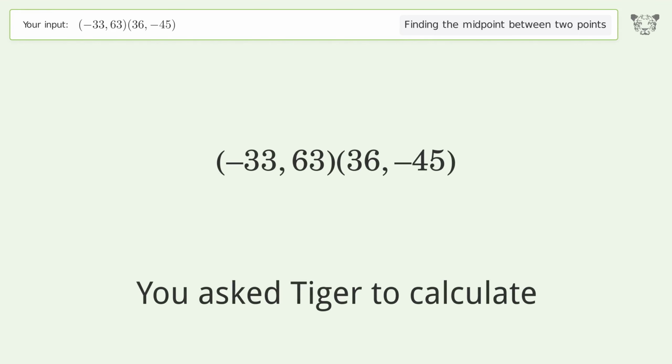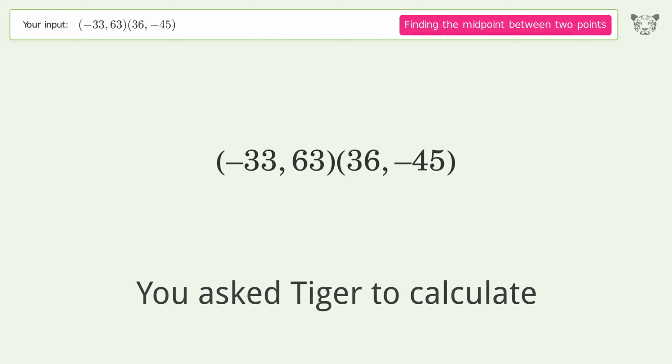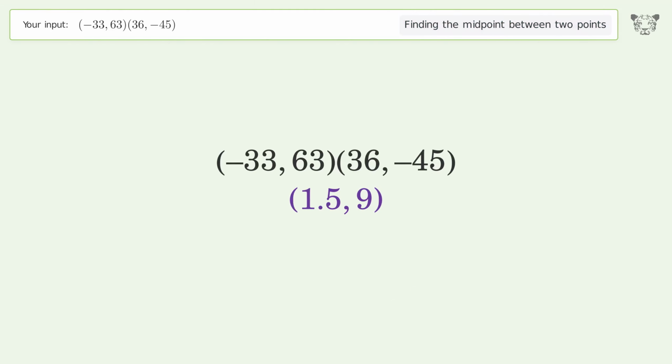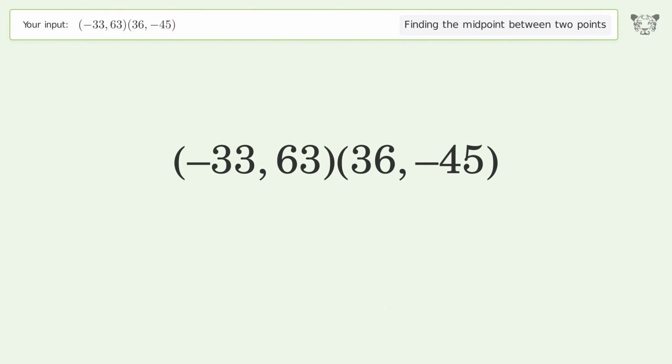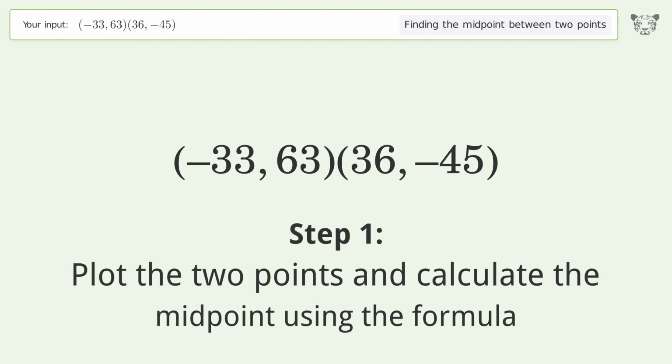You ask Tiger to calculate. This deals with finding the midpoint between 2 points. The midpoint between the 2 points is 1.59. Let's solve it step by step. Plot the 2 points and calculate the midpoint using the formula.